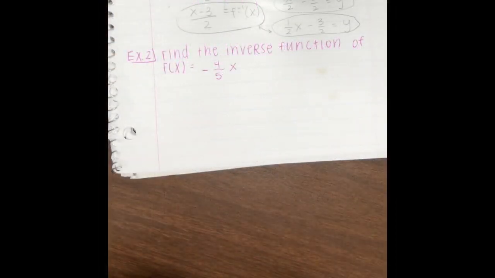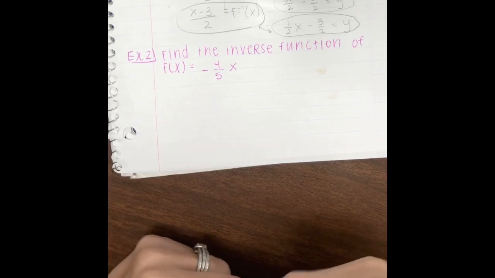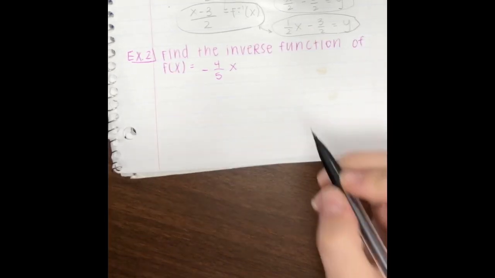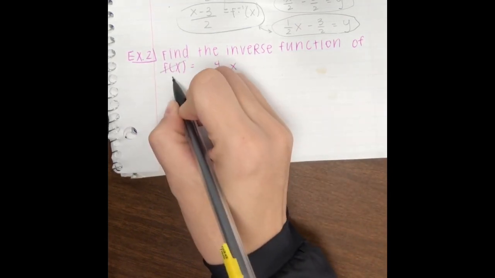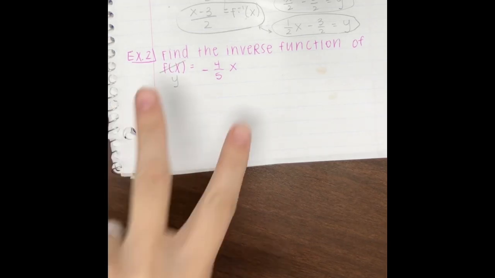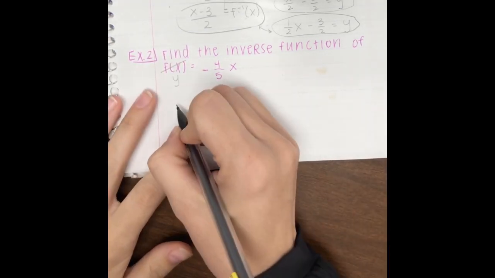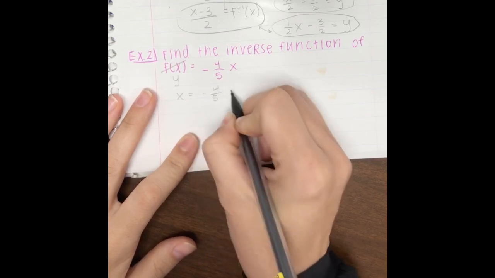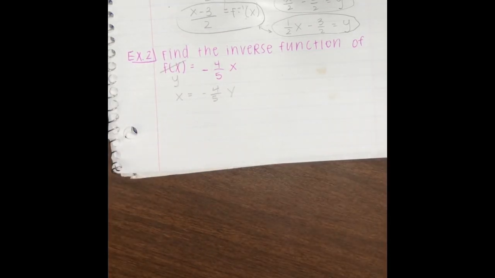Example 2, find the inverse function of f of x equals a negative 4/5 x, okay? So, step 1, replace f of x with a y. Step 2, we're going to switch the x and the y. They're going to switch places. So we're going to put x equals a negative 4/5 y. And step 3 is to solve for y, okay?